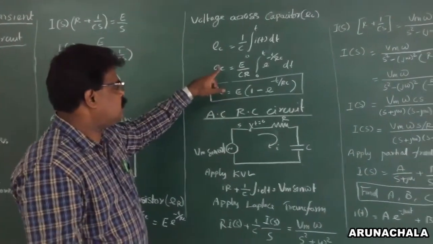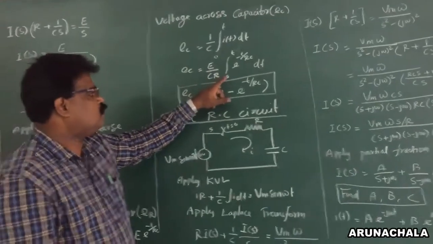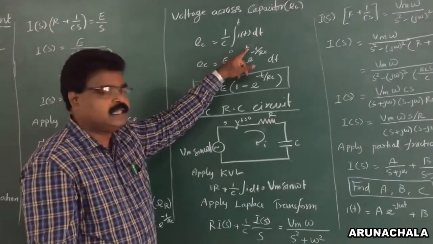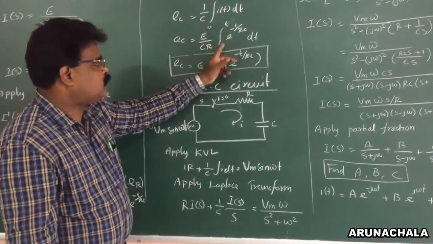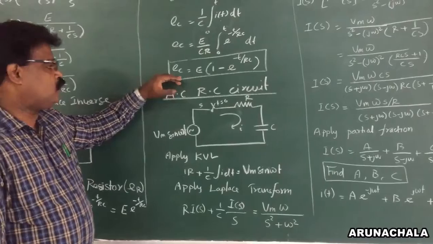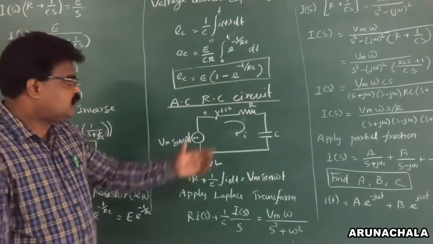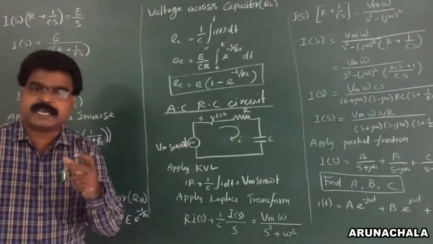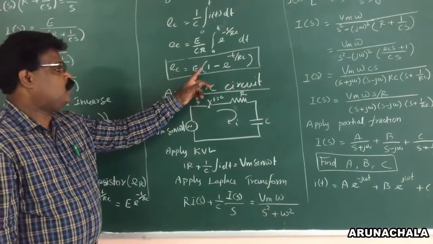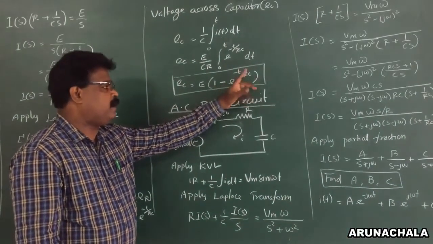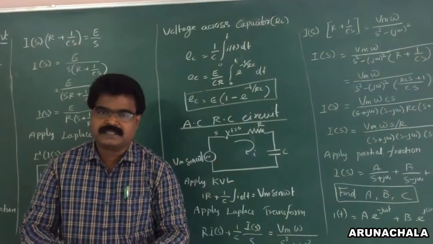So we know that EC is equal to, if you substitute I(t) here, then E divided by CR into integral 0 to t, the limit, e power minus t divided by RC into dt. If you integrate and substitute the limit, finally you will get EC is equal to E into 1 minus e power minus t divided by RC. So this is the expression to calculate the voltage across the capacitor at transient. That is very important. EC is equal to E into 1 minus e power minus t divided by RC. So in the problem they will ask, find the transient current. What is the voltage across the capacitor at transient?